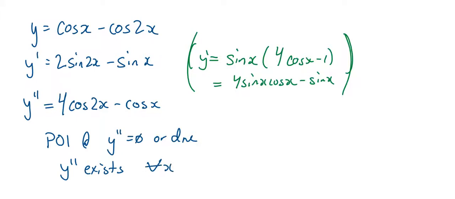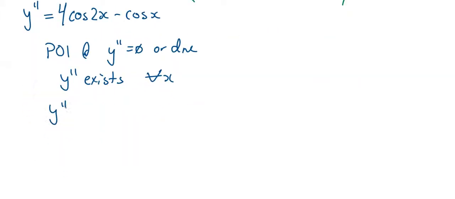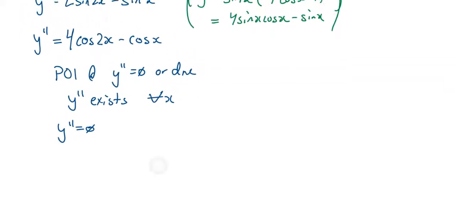Y prime exists for all x. What does y double prime mean? So where does y double prime equal 0? When 4 cos 2x minus cos x equals 0. Again, you might do all of that factoring and prep work before when you're doing a sketch. So our order is a little bit different here, but it doesn't really matter.